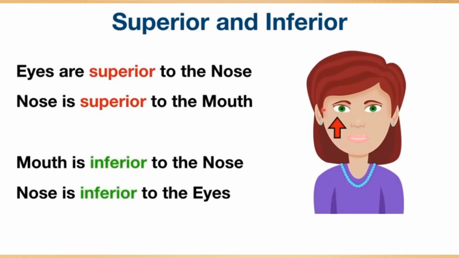We are still comparing the eye and the nose. Superior means anything more close to the head, and inferior means anything more away from the head. In comparing the eye and the nose, the eye is more towards the head than the nose. So we say the eye is superior to the nose, and the nose is inferior to the eye, because the nose is further away from the head.